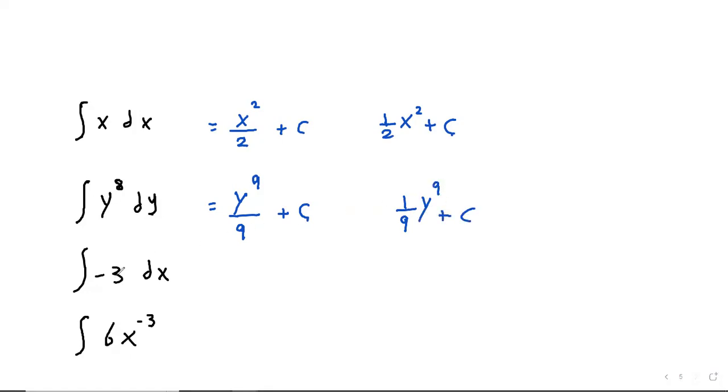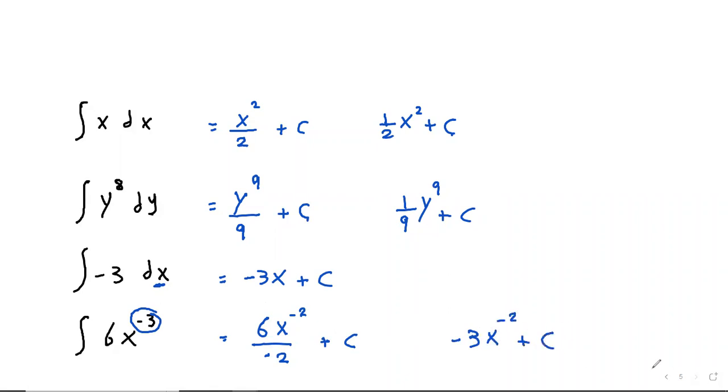And here is the integration of -3 with respect to x, it will be -3x plus c, because we are integrating with respect to x. In this one here, add 1 to the power, so it will be 6x to the power of -3 plus 1 is -2, then divide by the new power, it will be -2. And don't forget to write c. Simplify 6 divided by -2, it's -3x to the power of -2, then plus c.